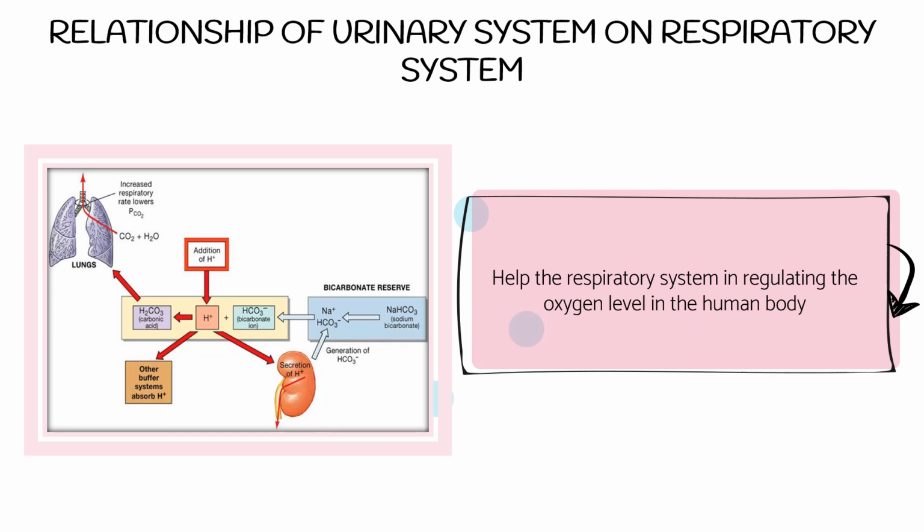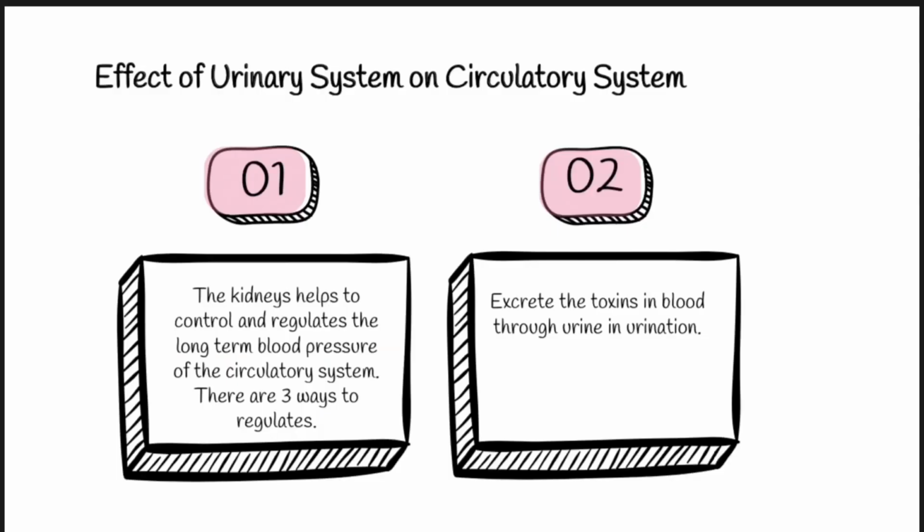The rise of production of acid in blood that is caused by kidney failure is known as metabolic acidosis. Effects of urinary system on circulatory system. In the circulatory system, the kidney helps to control and regulate the long-term blood pressure. There are three ways for it to regulate the blood pressure, and I will state them in the next slide.